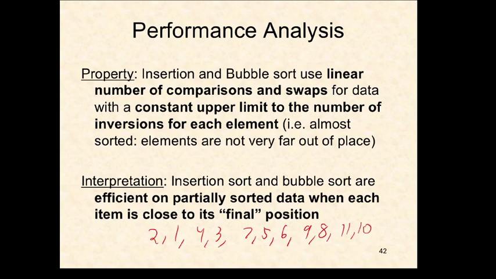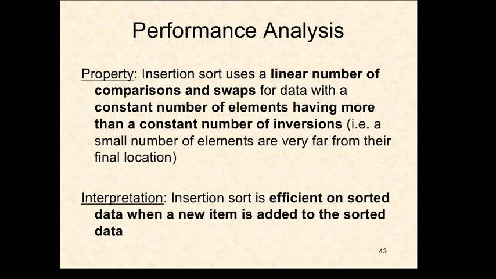something like that. There are lots of things that are not in the right place, but everyone that's not in the right place is within a region of size 2 or 3 of where they should be. So bubble sort and insertion sort both do really well when things are out of place, but they're close to where they need to end up being. Okay, insertion sort uses a linear number of comparisons and swaps for data with a constant number of elements having more than a constant number of inversions. So what this is saying is it's got a small number of elements very far from where they should be.